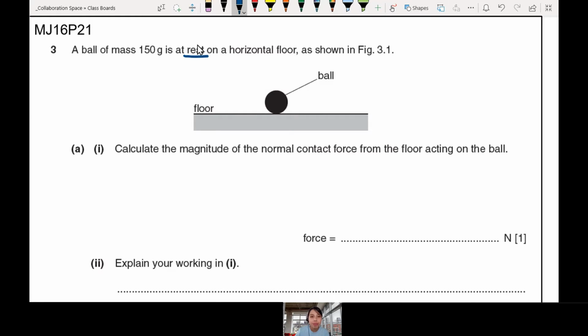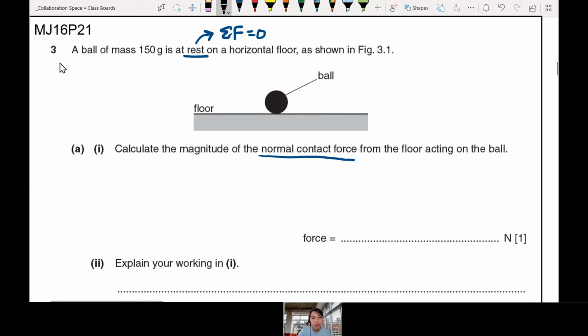After. So you see this thing is at rest. That should tell you like, wait, that means there's no net force. Nobody pushes you, so you wouldn't move. You sit there and chill. So calculate the magnitude of the normal contact force acting on the ball. Normal contact means whenever you touch, you see these two in contact. So there is a force, contact force.